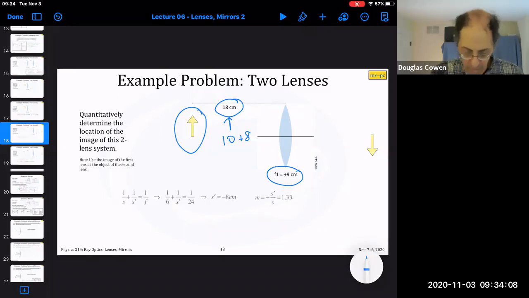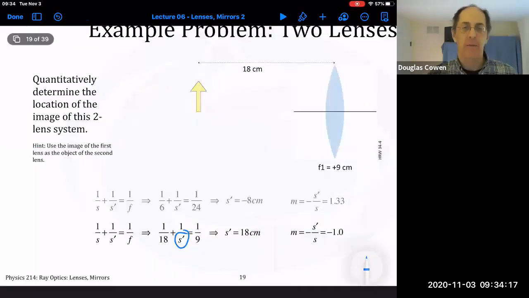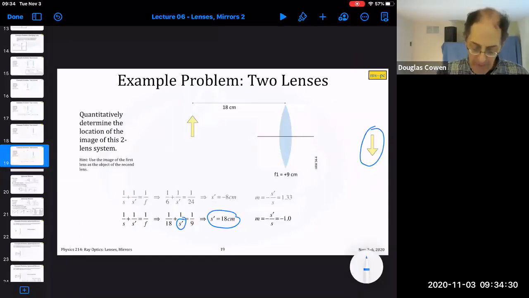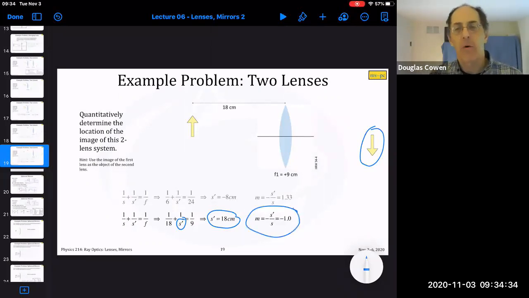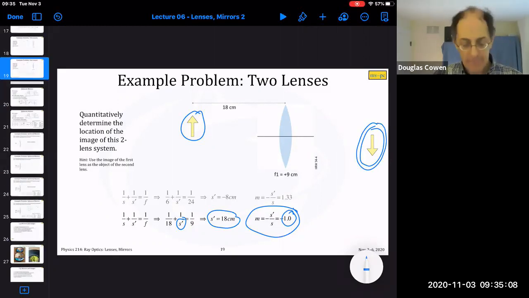So we can now use this information to figure out what S prime is, and that's done in that expression down below. And you get it's 18 centimeters, positive 18 centimeters. So the arrow is going to be over here somewhere, the image, and its orientation is going to be inverted from this image arrow, which also was upright from the original object. And it's not going to be increased or decreased in size because the magnitude here is 1.0. So the final image is going to be over here somewhere. It's going to be 1.33 times as large as the original object and pointing in the opposite direction, inverted. Okay.